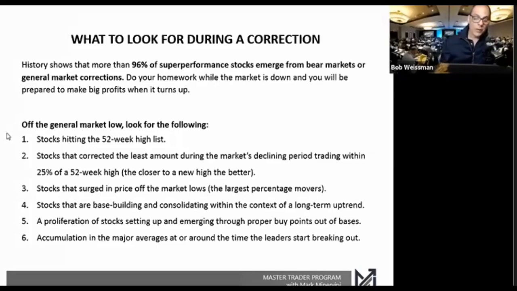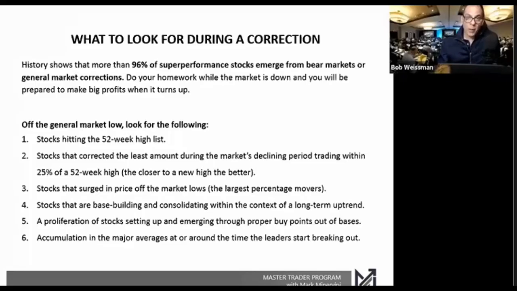Now, there's some things to look for. When you get a market correction, you want to start looking for stocks hitting the 52-week high list, because again, the market's correcting and hitting lows, and usually in a downtrend, and you have stocks hitting the 52-week high list. That's telling you that something's going on there. That's incredible strength. You also want to look for stocks that corrected the least amount during the correction.